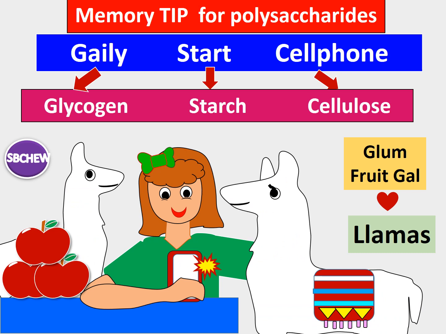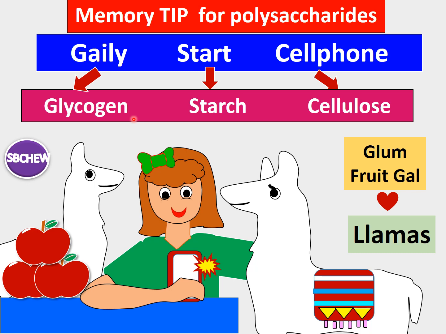Lastly, here's a memory tip for polysaccharides. Gaily start the cell phone. Gaily means happily, happily start the cell phone, because there are lots of things to see on the cell phone, to view on the cell phone. So gaily, we have the GLY to help the person remember. GLY stands for glycogen. Start, STAR, stands for starch. The sound is also like starch. Cell phone, cell is of course for cellulose. So gaily start the cell phone.